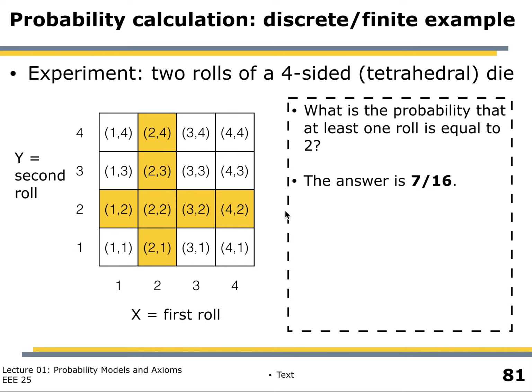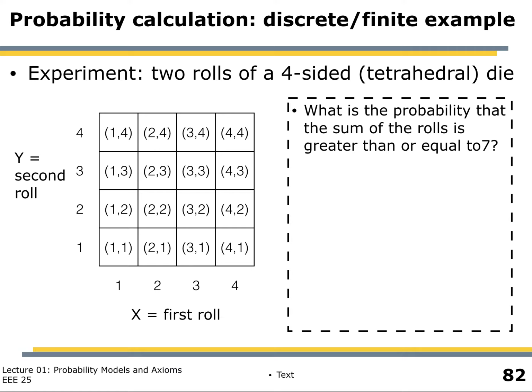And for the third question, what is the probability that the sum of the rows is greater than or equal to 7? Looking again at the sample space on the left, we see that this outcome right here, this outcome right here, and this outcome right here fit that description. So the sum of these two is 7, this is also 7, and this one is 8. So that's 3 out of 16. So the answer to this question is 3 over 16.